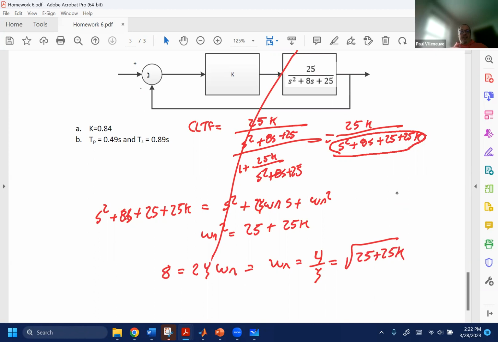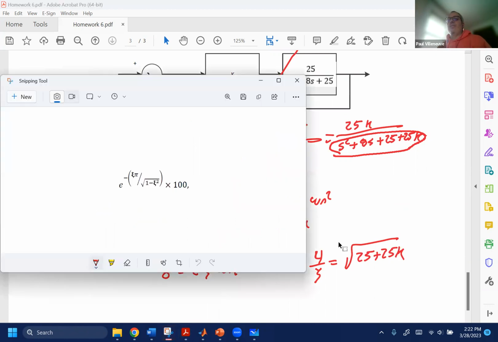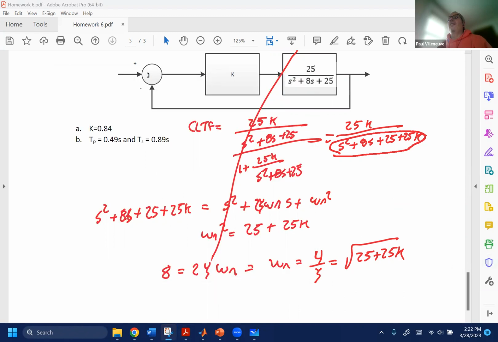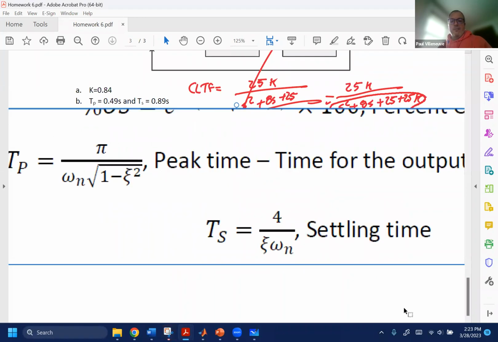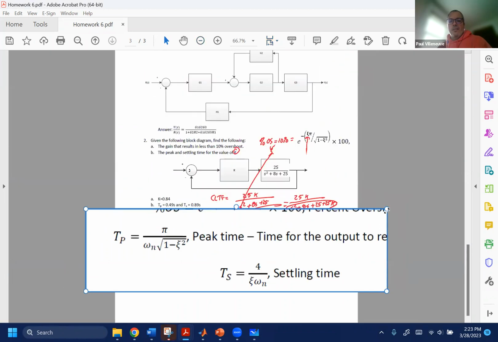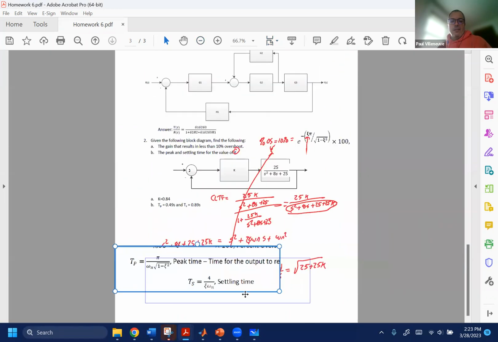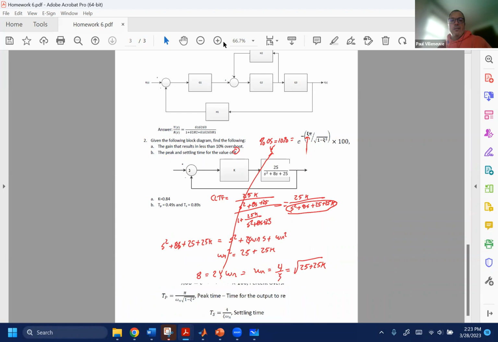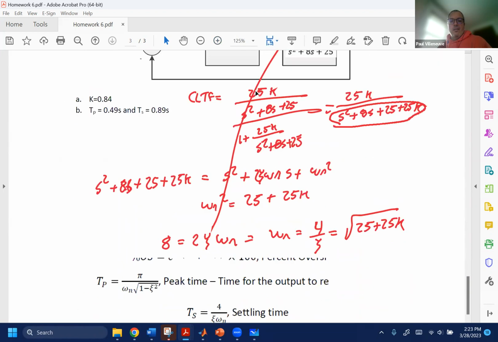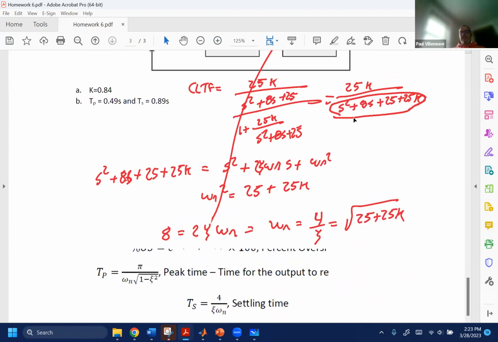And once you have your value of k, then your peak time and your settling time equations are going to be right here. Let's zoom in a little bit. That's it.